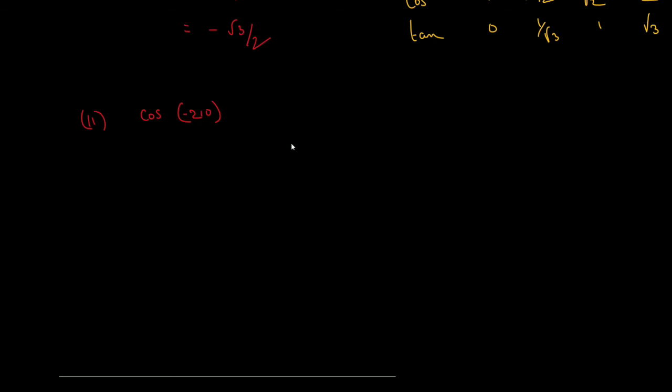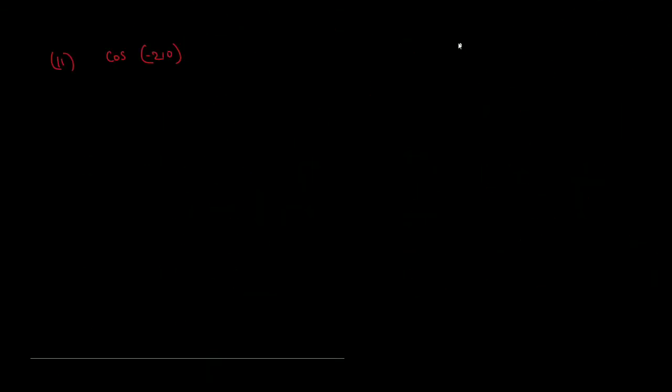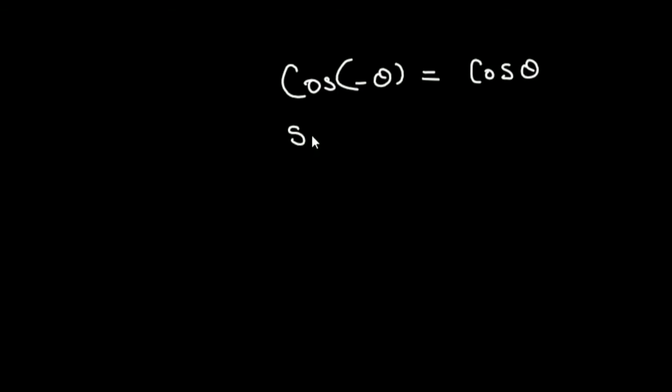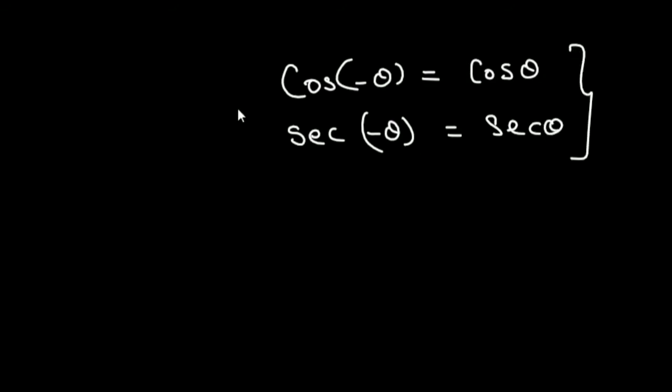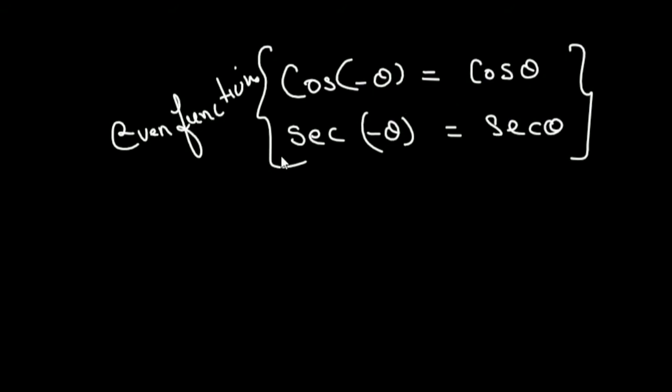Now the second one, cos of minus 210. Now, cos of minus 210 is the question. One property: cos of minus theta is cos theta. Secant, the reciprocal, secant of minus theta is also equal to secant theta. These are called even functions in trigonometry. So, cos of minus theta is cos theta.